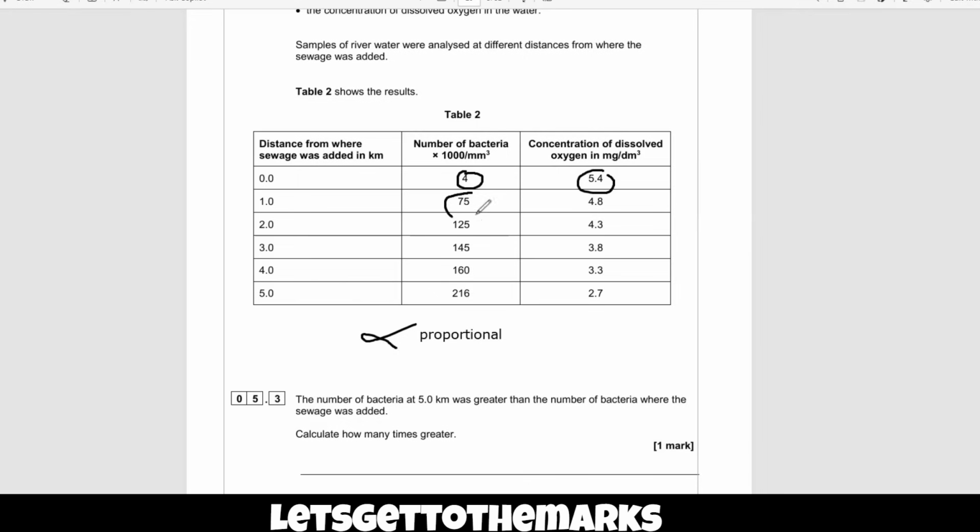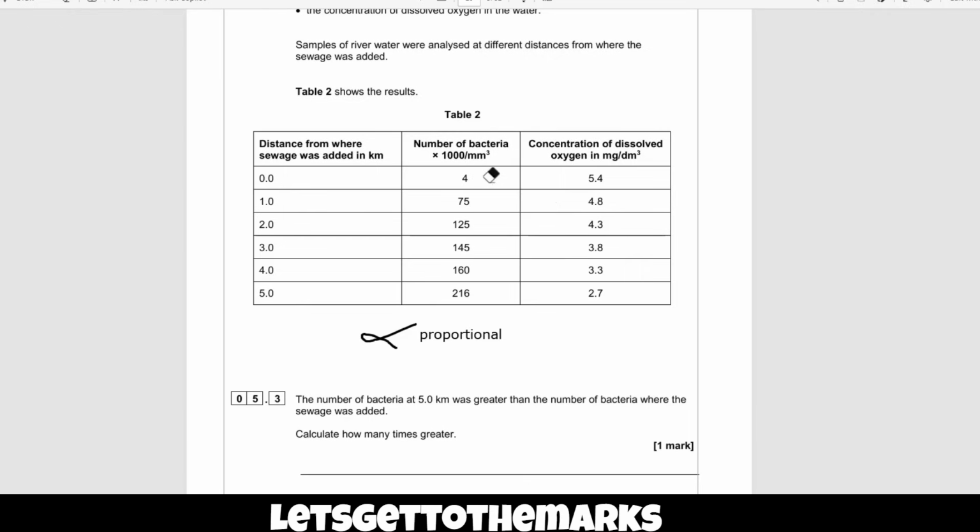When it was 75,000, that was 4.8. So what we want to do is put that into words, but essentially, when we double, the way to look at this is, is there a doubling at all? It's not set out very nicely. It'd be lovely if they had a doubling, but they don't. Essentially, it's not proportional. It's not in the same ratio.